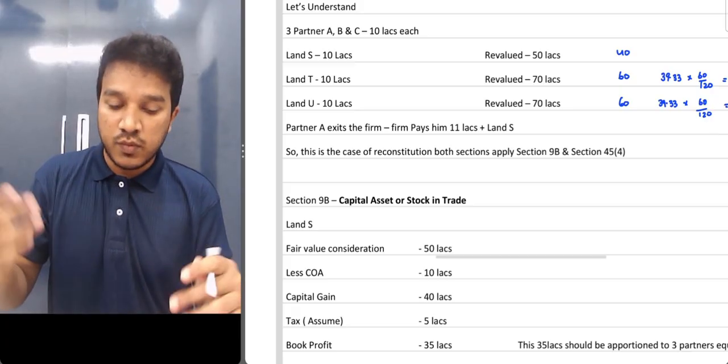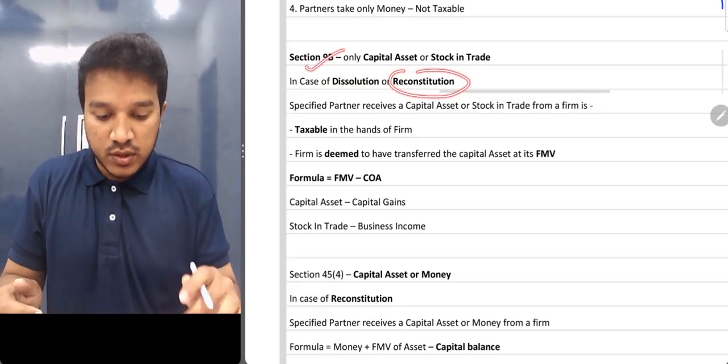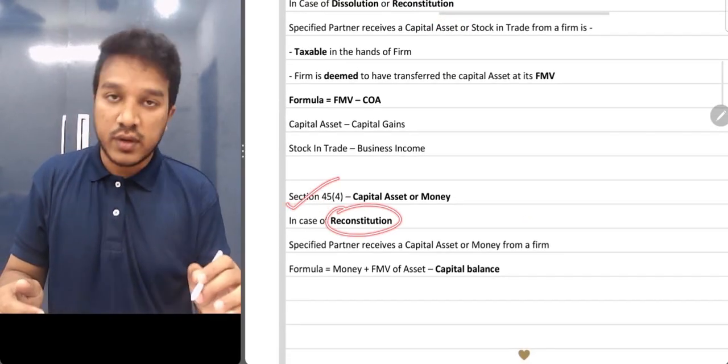In case of reconstitution, what did I say? Both the sections are applicable. In case of reconstitution, section 9B is applicable, and section 45(4) is also applicable.